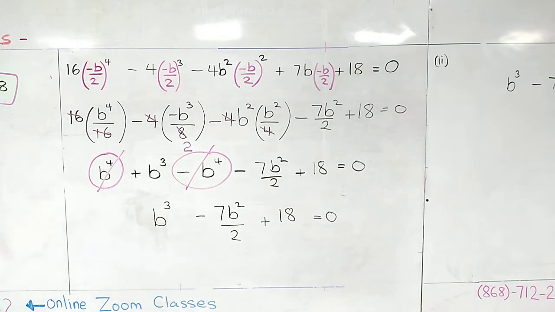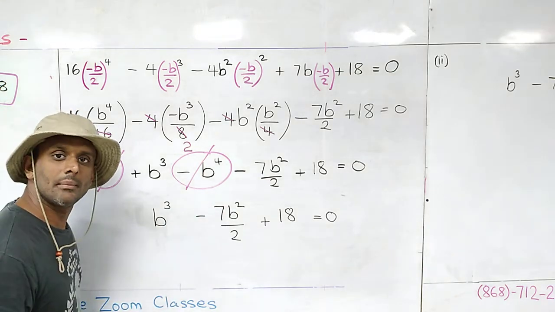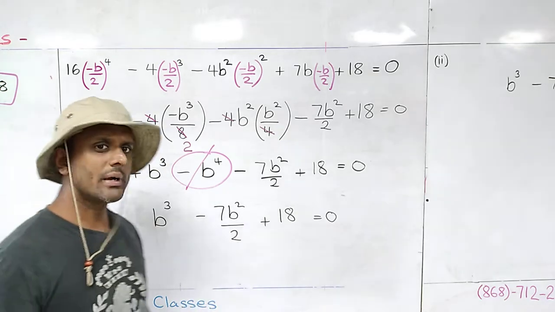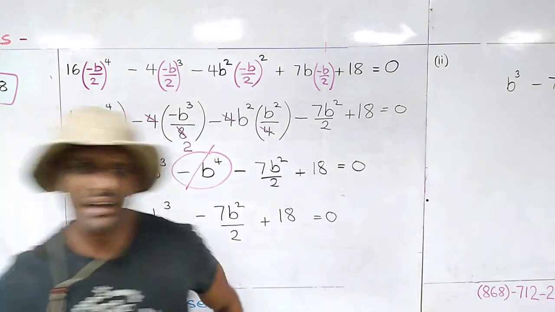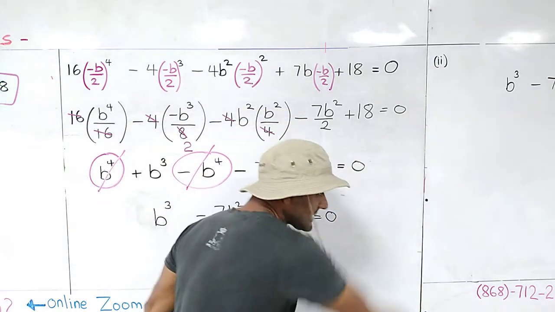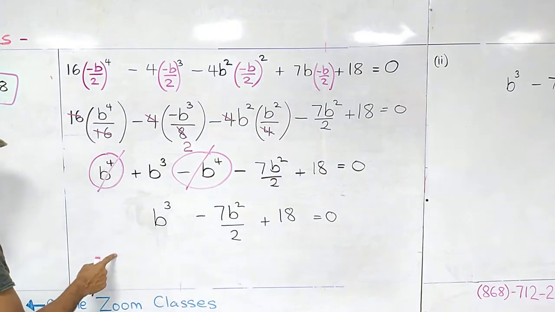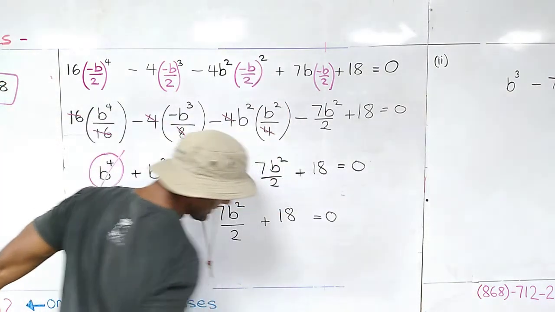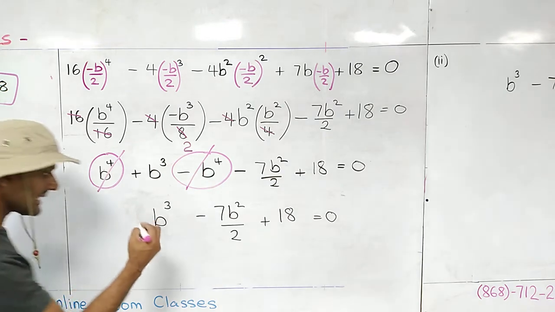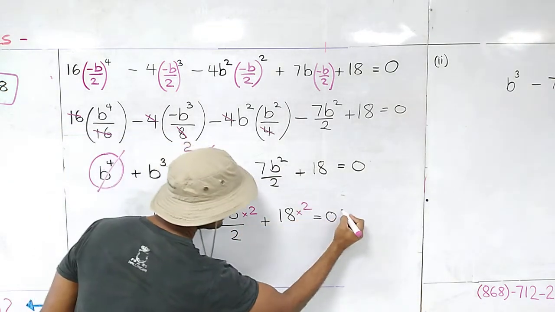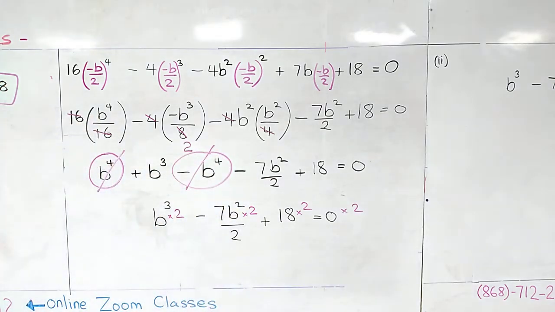So what are you going to do? You are going to multiply everybody by 2. And that's something you can do in maths. If you have an annoying denominator, you can get rid of it by multiplying everybody on this side and on this side by the denominator. But you have to be fair. If you multiply everybody on this side by 2, you have to multiply everybody on the other side by 2. So let's take this. Let's multiply him by 2. Multiply him by 2. Multiply him by 2. Multiply him by 2.